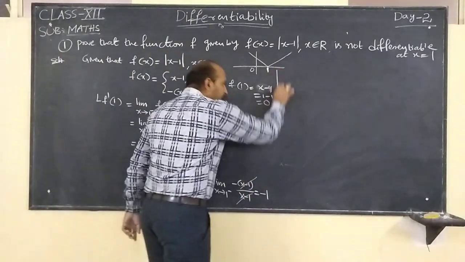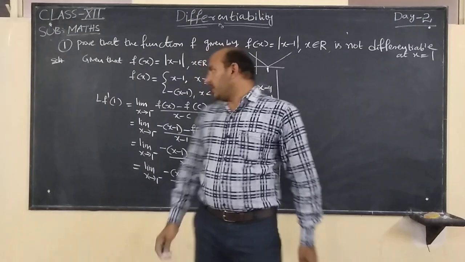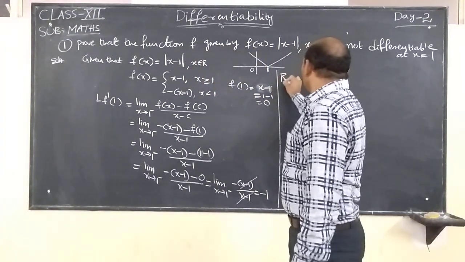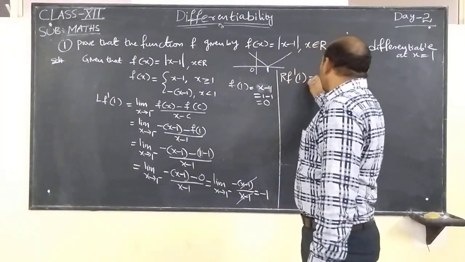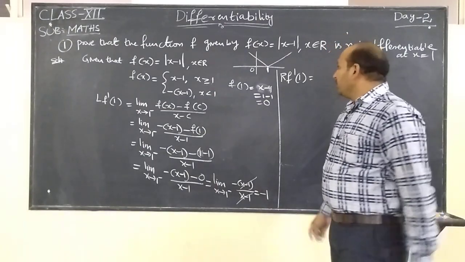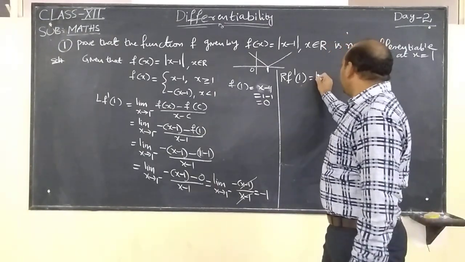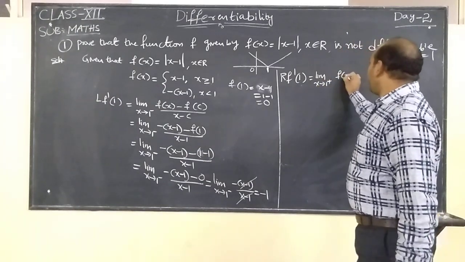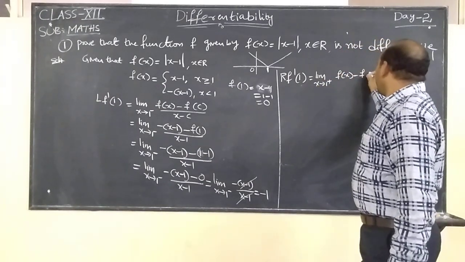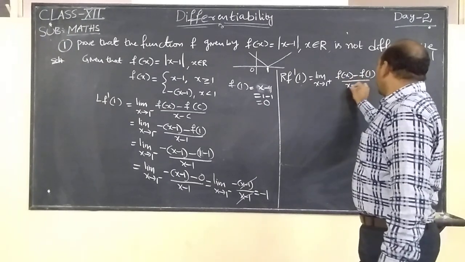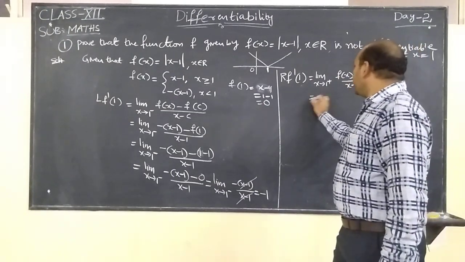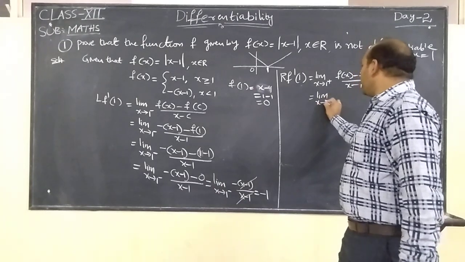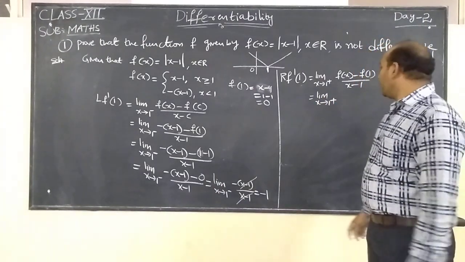Same thing, the right derivative of the function at x is equal to 1. So the limit as x tends to 1 plus of f of x minus f of 1 divided by x minus 1, which is equal to the limit as x tends to 1 plus.